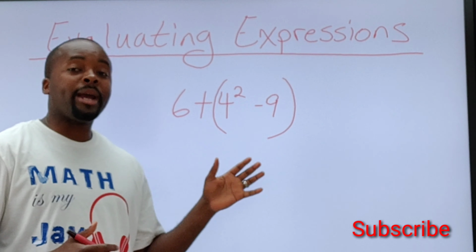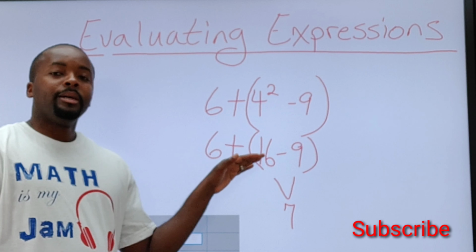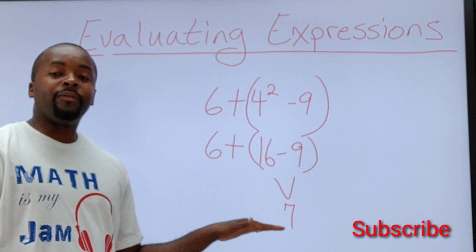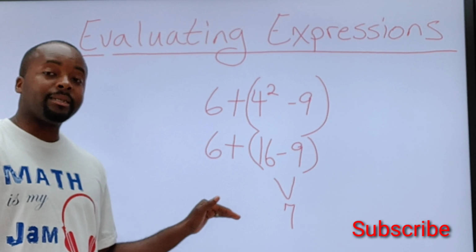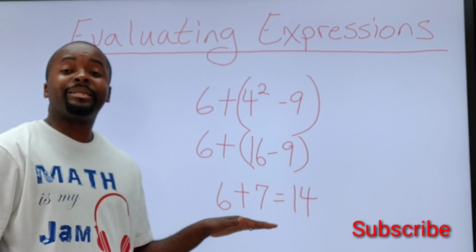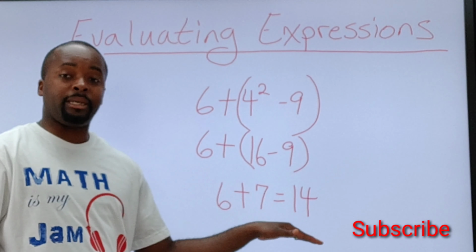4 squared is equivalent to 16. So we're going to end up with 6 plus (16 minus 9). And again, we're going to do that first. 16 minus 9 is equivalent to 7. Then we're going to bring down our 6. And we end up with 6 plus 7 equals 13.